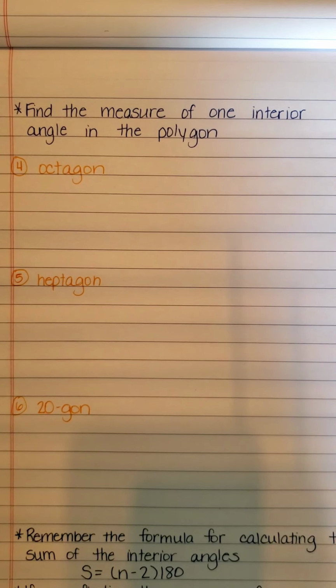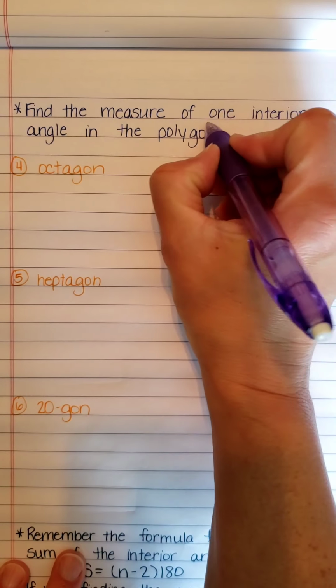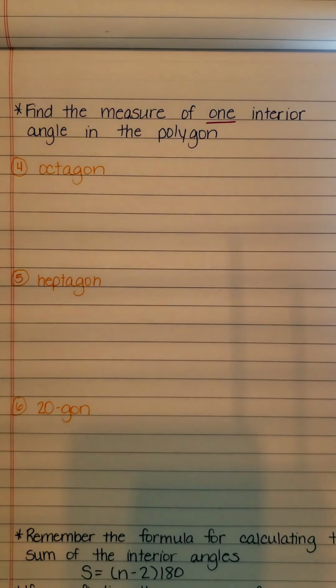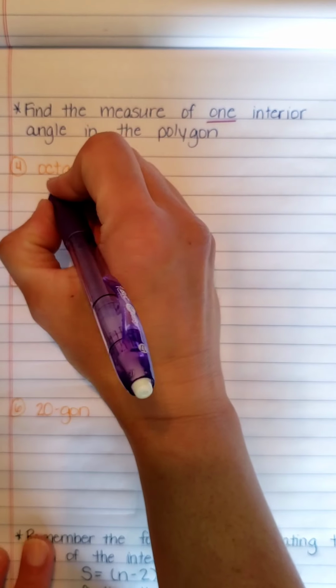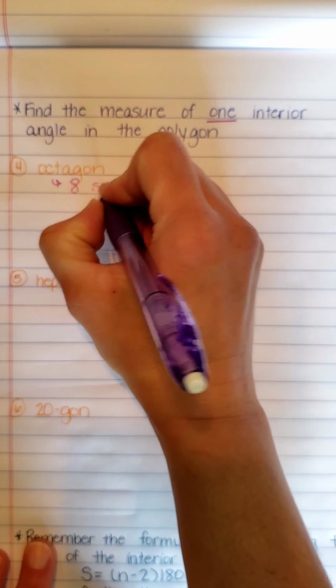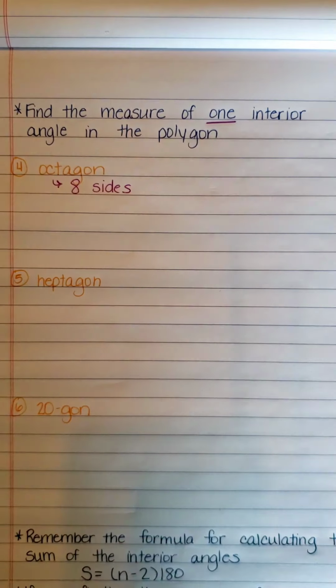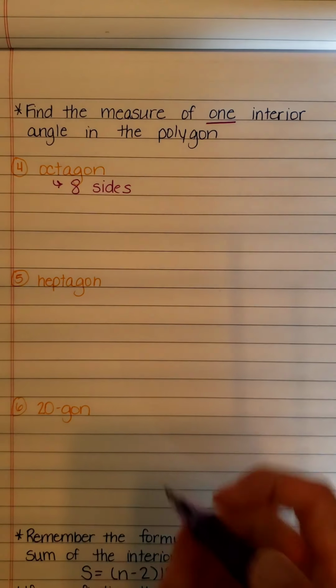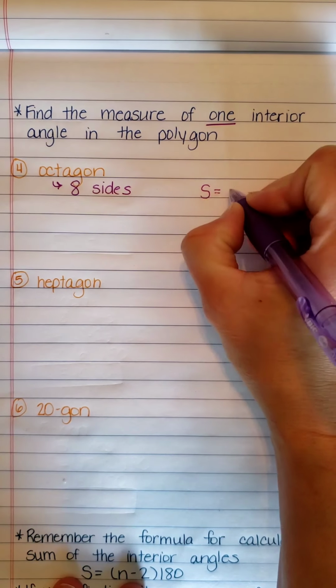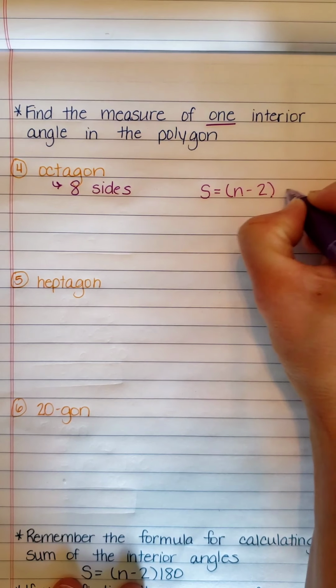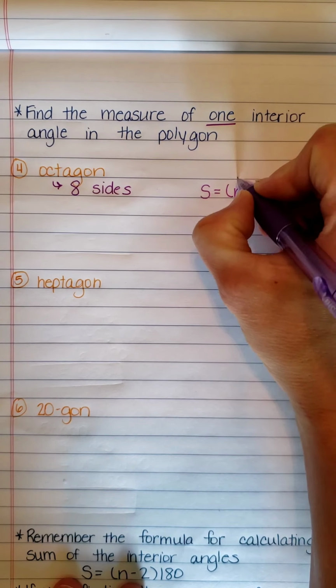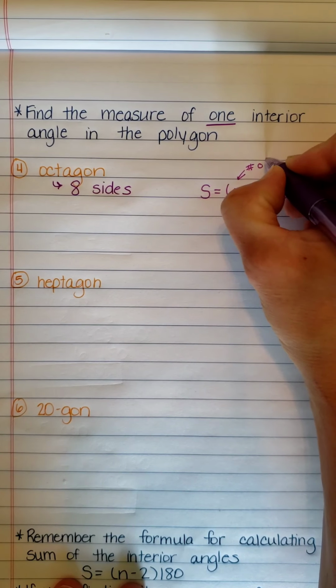2,340. Okay, so now what we're going to do is take the sum of those interior angles, and use that information to help us find the measure of one of the interior angles. Okay, so I have an octagon. We know that an octagon has 8 sides. So we would use the formula S equals n minus 2 times 180. Remember that n is representing the number of sides.